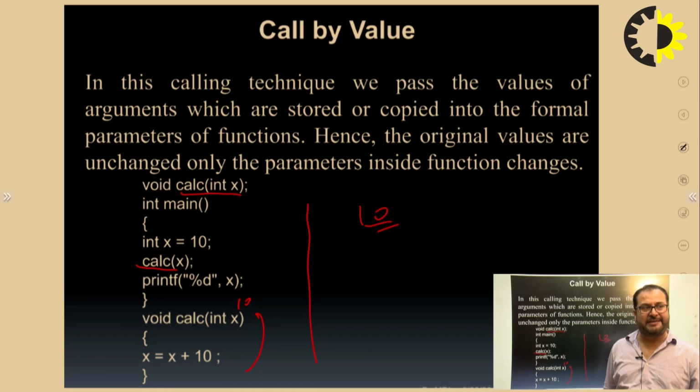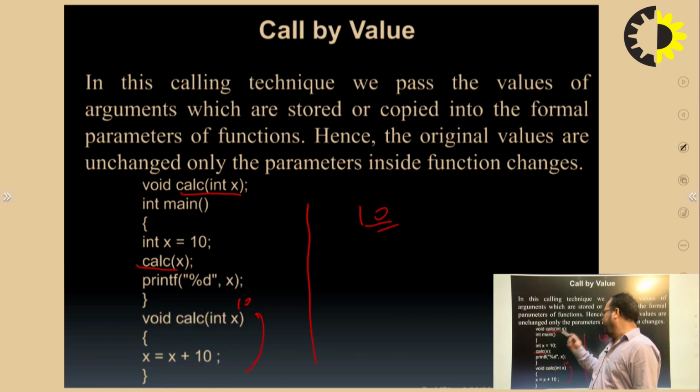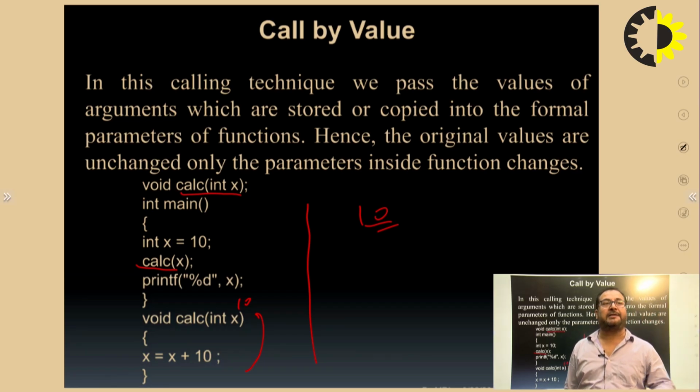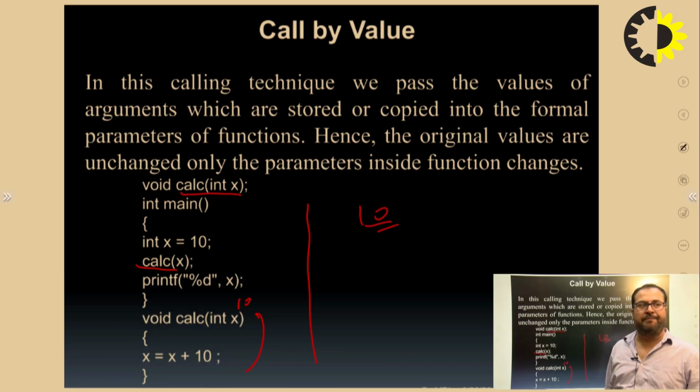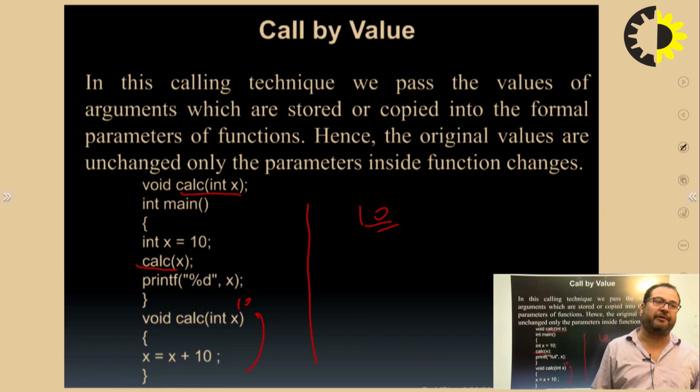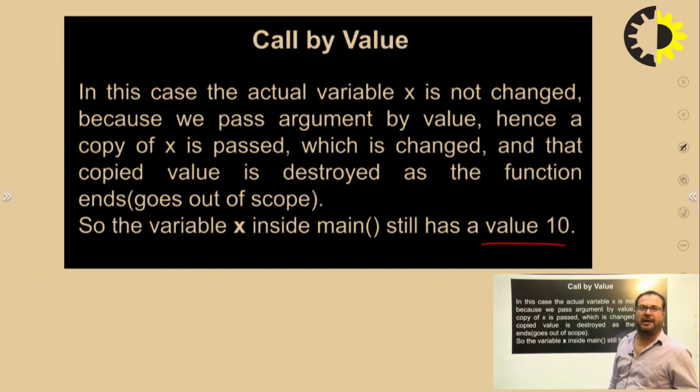So it will only change in the block where it has been modified, not outside of that block. When the definition is over, it will return, but the value will remain 10 because it is out of the scope, okay. Suppose here if we simply print a %d of x in the definition of calc, then it will print 20, okay. So this is an important thing, okay.